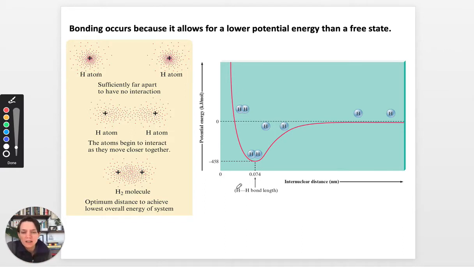This bond length for our hydrogen is consistent, right? So it's the bond length that we're always seeing for hydrogen. And that's because it is at that point that you have the most stable configuration. Most stable meaning the lowest potential energy.